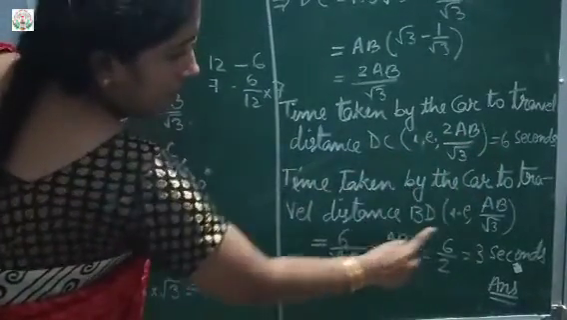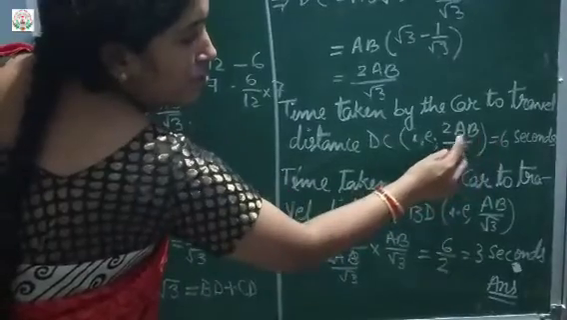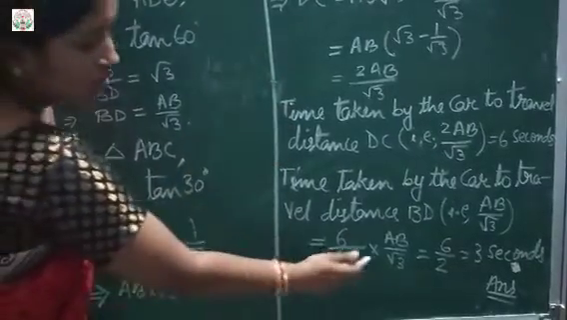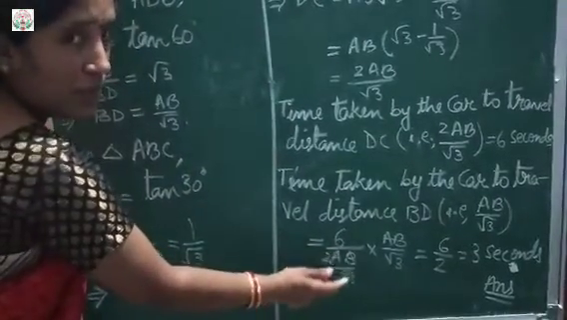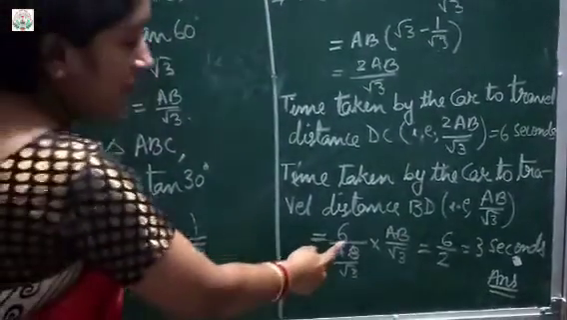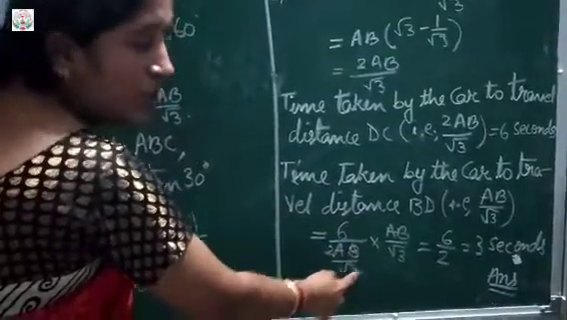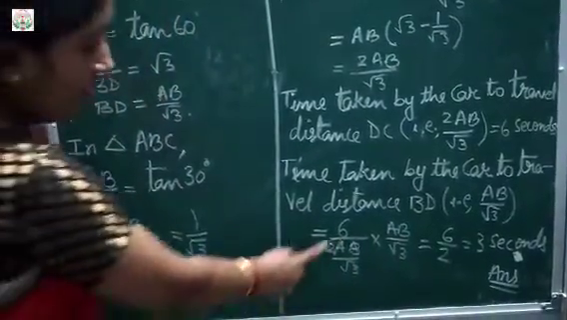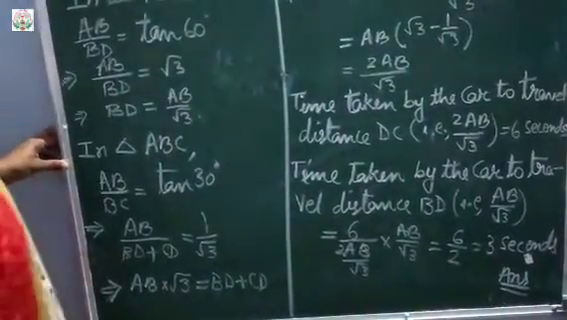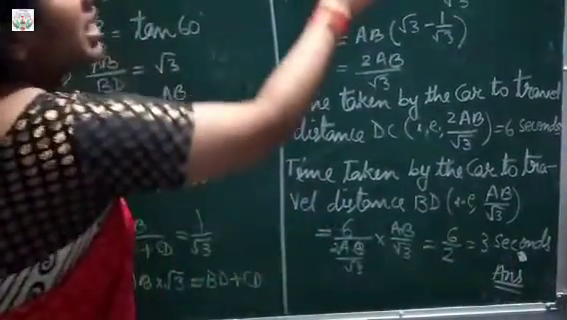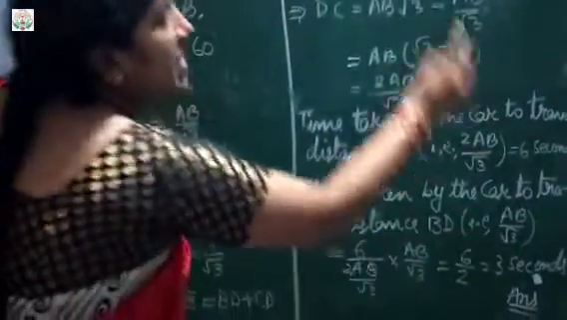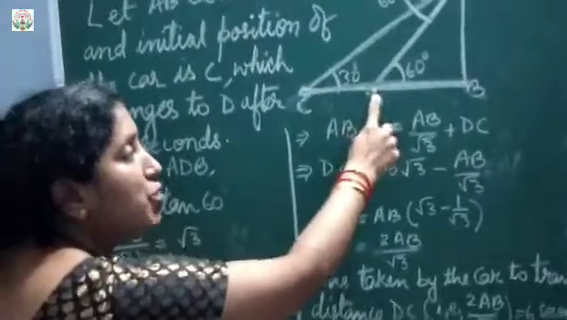Now only AB upon root 3 will be how much? 6 upon this into this. Clear? Understood the concept? So that's why 6 upon 2 into AB upon root 3 into AB upon root 3. On dividing, what you will get? AB upon root 3 will get cancelled. So only 6 upon 2 will be there. On cancelling, what you will get? 3 seconds. So 3 seconds time it will take from D to B. 3 seconds time will be taken by the car to reach from D point to B point.